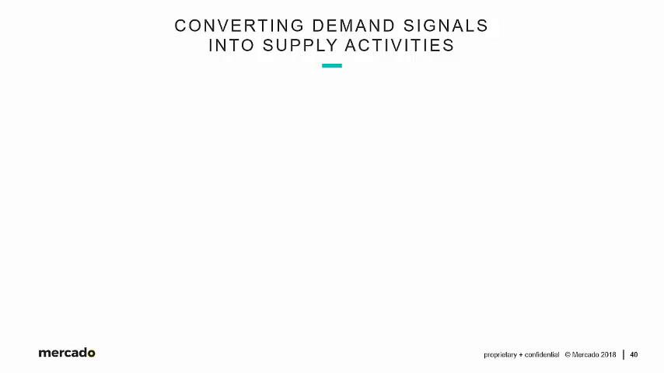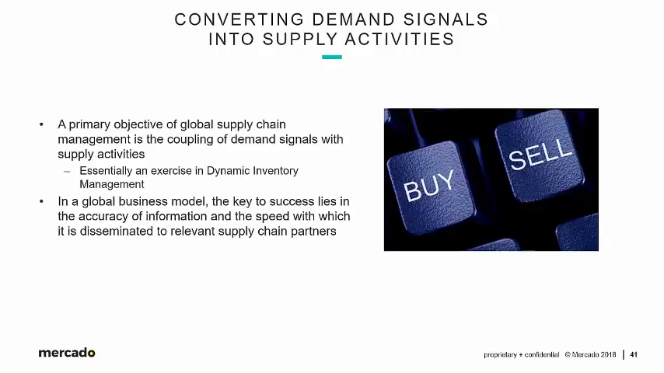In Section 5 of Module 3, we're going to talk about the conversion of demand signals into supply activities, bearing in mind that in this module, we're looking at an importer of finished goods who sells those goods through an omni-channel distribution model. As we know, a primary objective of global supply chain management is the coupling of demand signals with supply activities. What we also know is that by definition, when we outsource manufacturing, we're decoupling the buy side from the sell side of the supply chain.